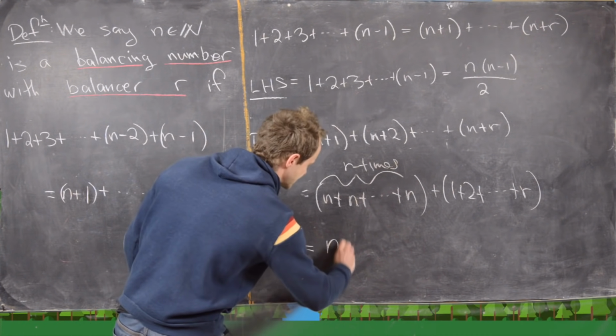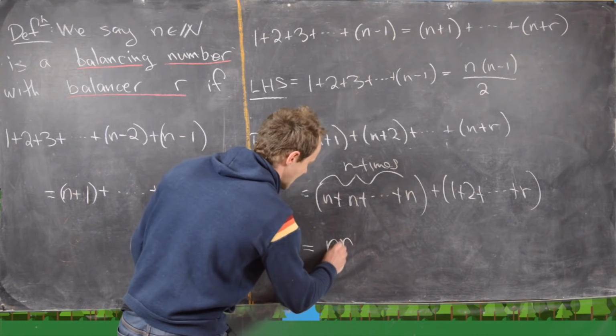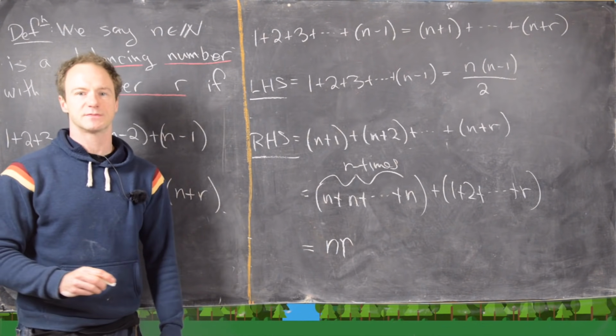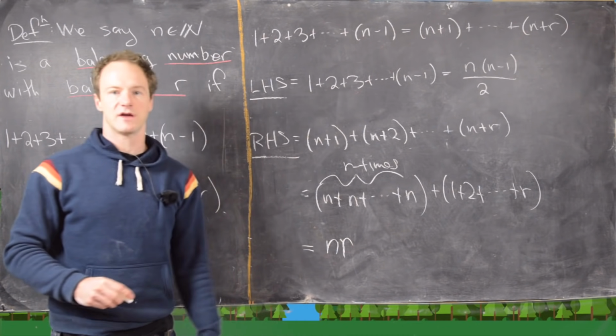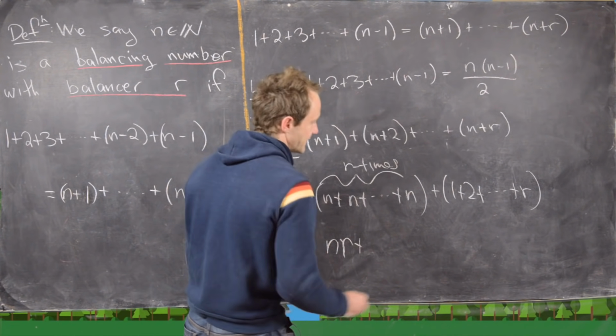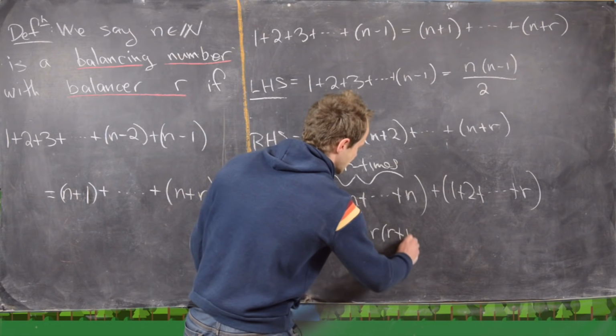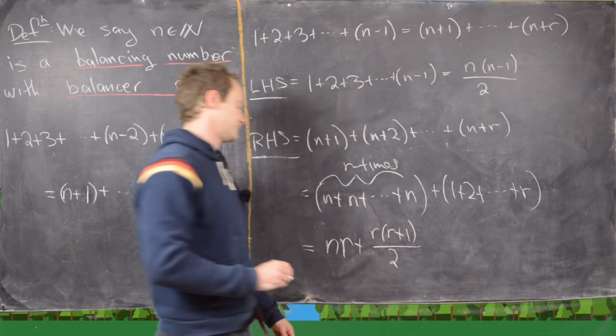So notice that is going to be n times r. That's actually exactly the definition of multiplication, is repeated addition. And then we have another triangular number here, so we can use the formula for that as well. So that's going to be r times r plus 1 over 2.